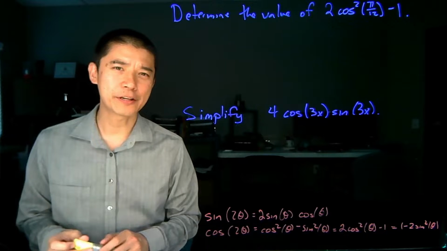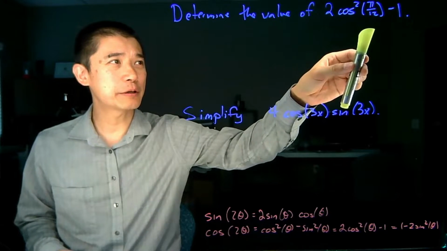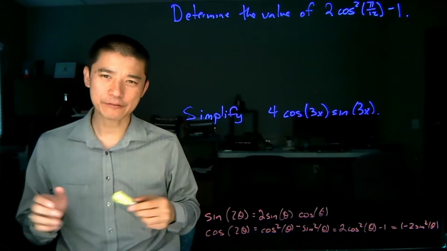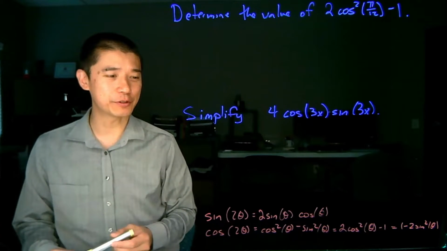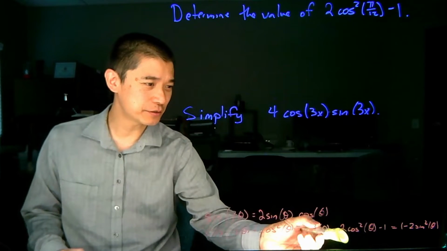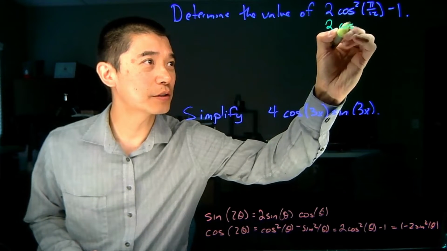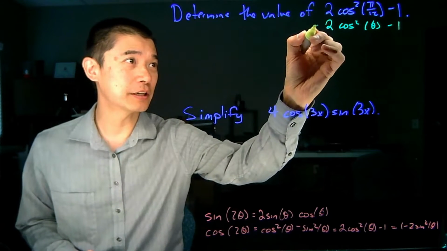Here are a couple applications of the double angle formulas. Determine the value of 2 cosine squared pi over 12 minus 1. What we have to do with this one is, just like previously, match this up with one of these formulas to figure out which one it's referring to. With a little bit of inspection, you'll see 2 cosine squared theta minus 1. So this is 2 cosine squared theta minus 1, and that quantity is cosine of 2 theta.